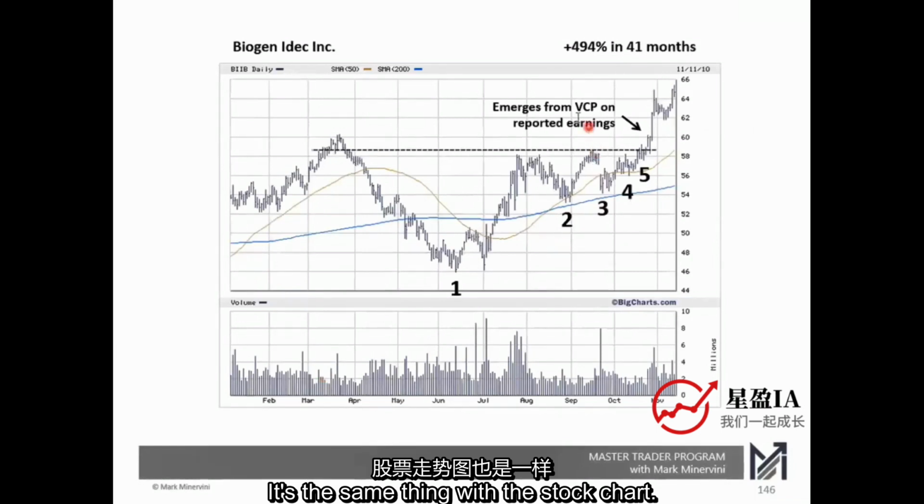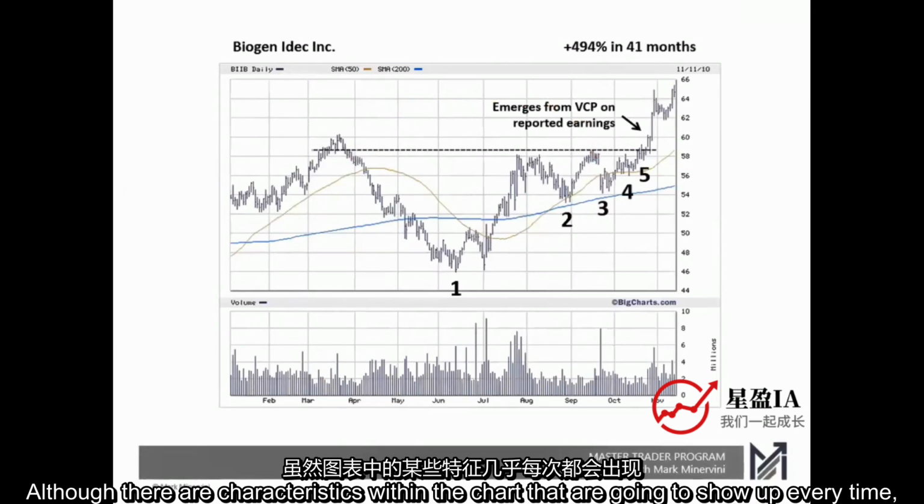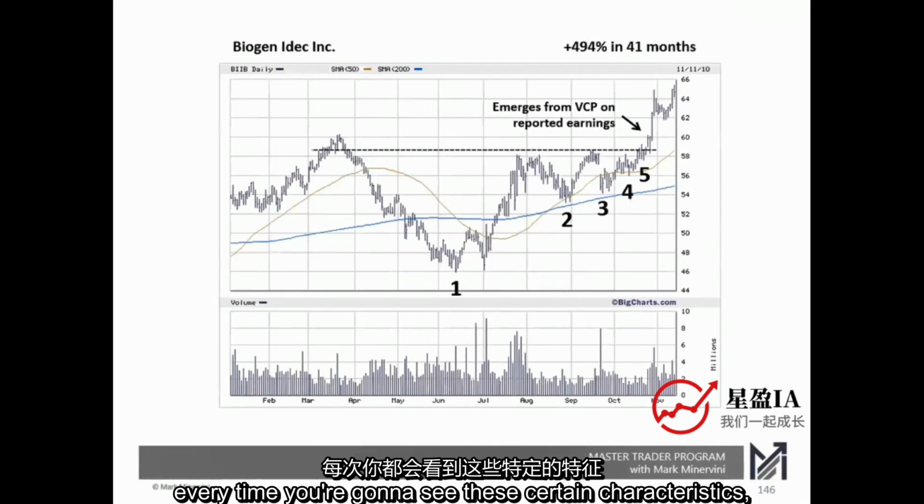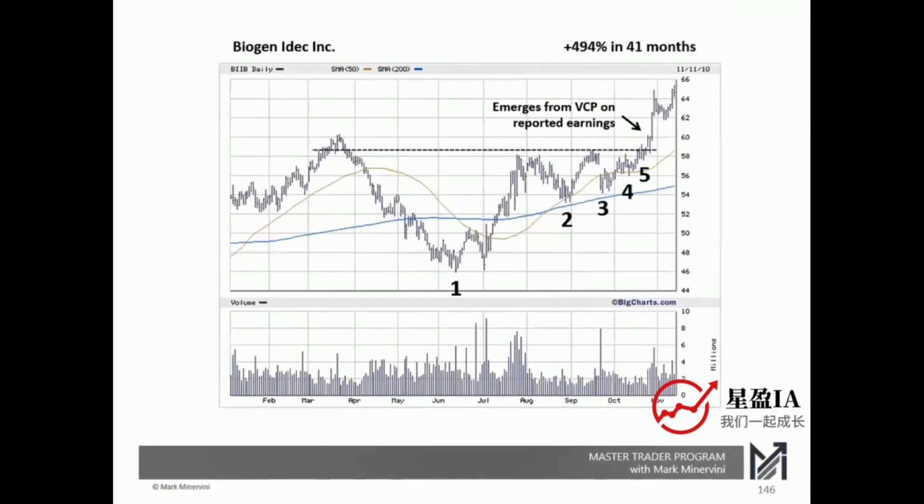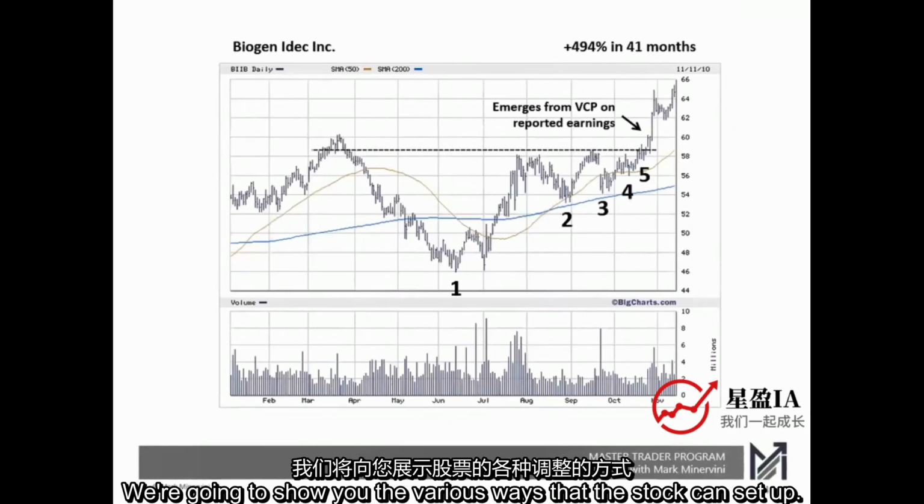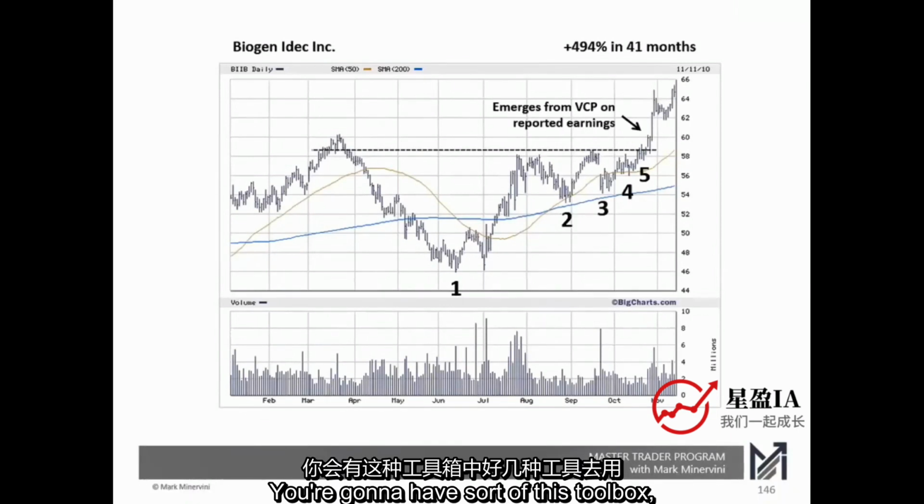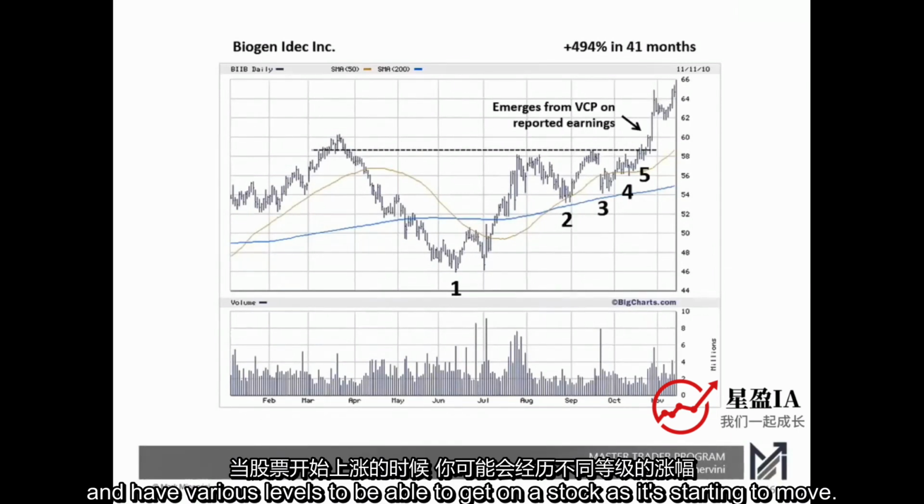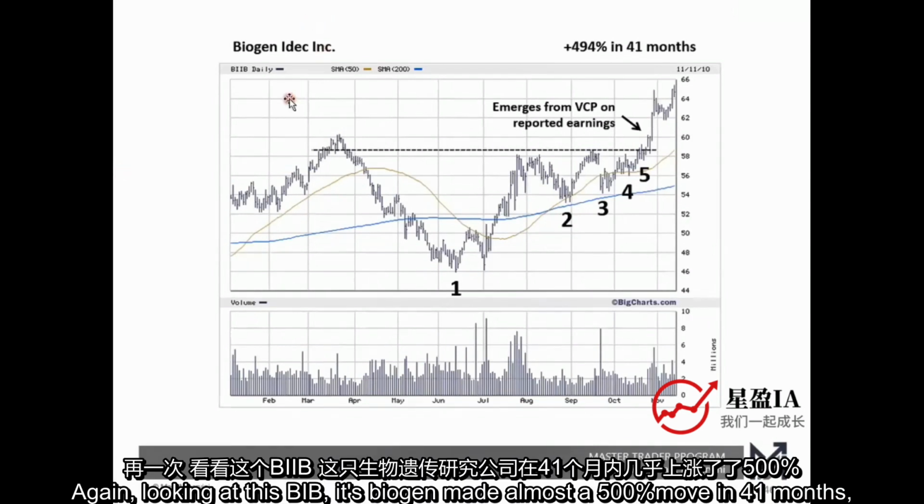It's the same thing with a stock chart, although there are characteristics within the chart that are going to show up every time. Every time you're going to see these certain characteristics, and there's only a handful of ways that you're going to set up within this VCP. So we're going to show you the various ways that the stock can set up, and you're going to have sort of this toolbox and have various levels to be able to get on a stock as it's starting to move. Again, looking at this BIIB, of course, it's Biogen, made almost a 500% move in 41 months.